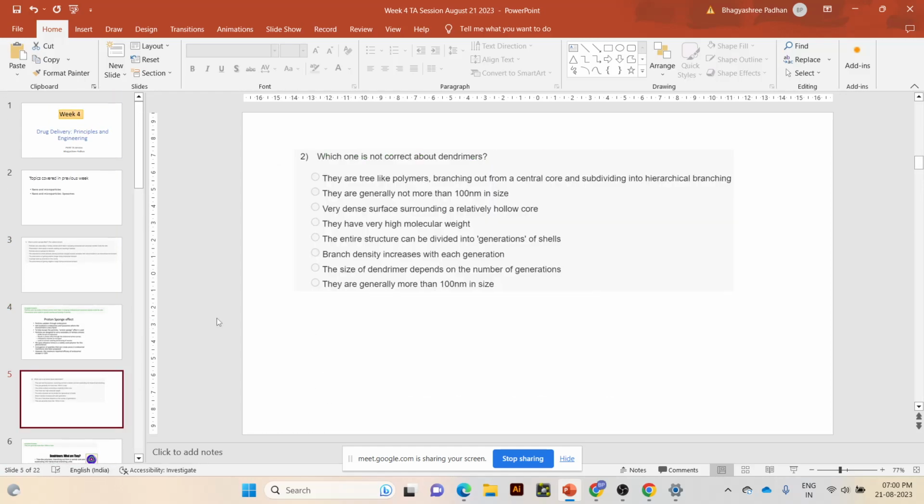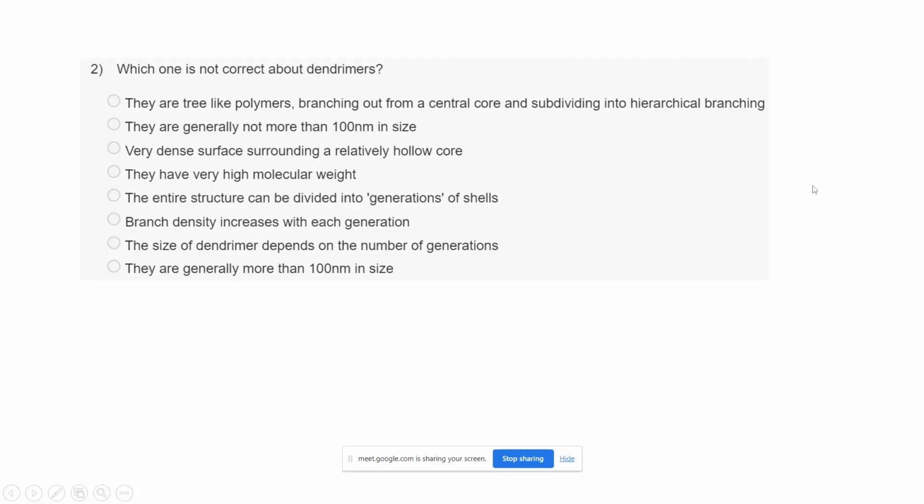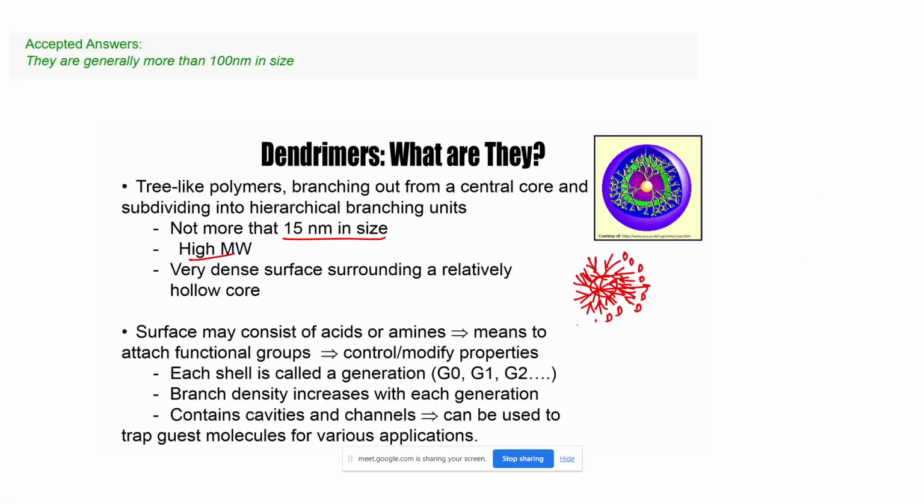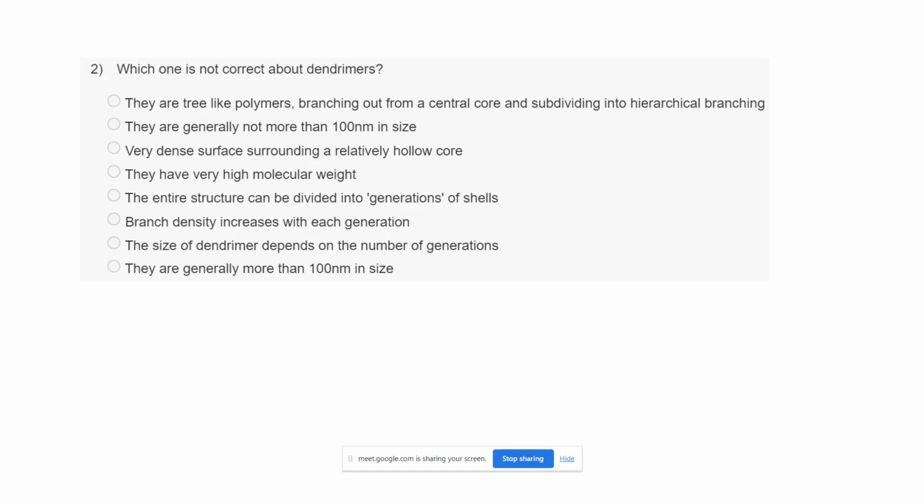Okay, let me check. Which one is not correct? Yes, the last option is correct. They are generally more than 100 nanometers in size. They are not more than 100 nanometer in size. Basically, they are not more than 15 nanometer in size. So this option would be incorrect. Okay, ma'am. Thank you.